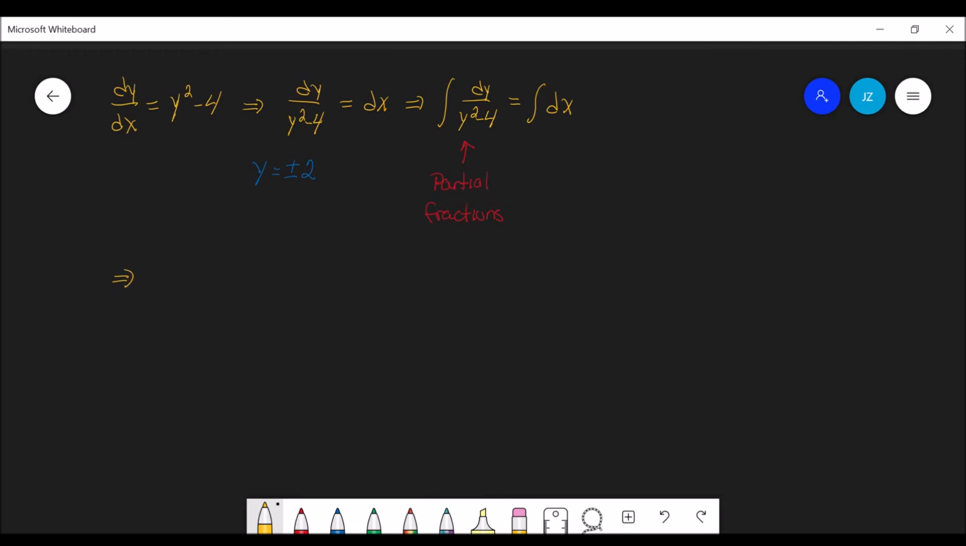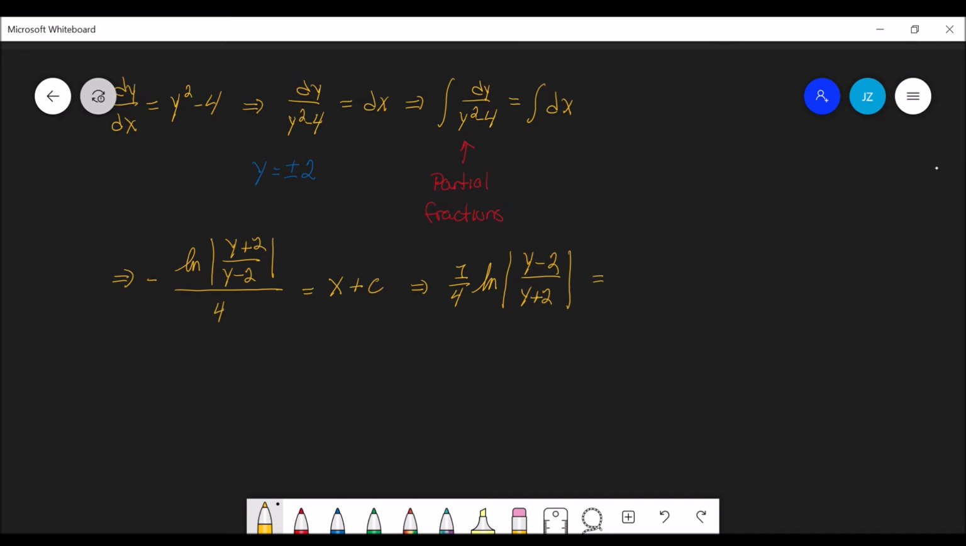So this will now give us negative log of the absolute value of (y plus 2) over (y minus 2), all over 4, is equal to x plus some constant. Now we can rewrite the left-hand side using properties of logarithms as a quarter times the log of the absolute value of (y minus 2) over (y plus 2). Of course, equals x plus c.